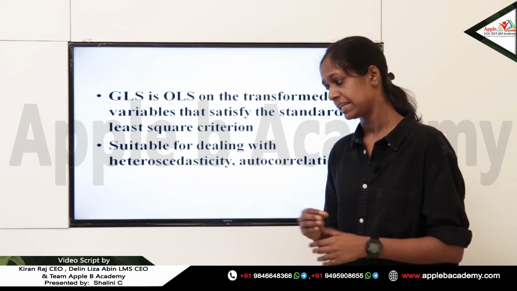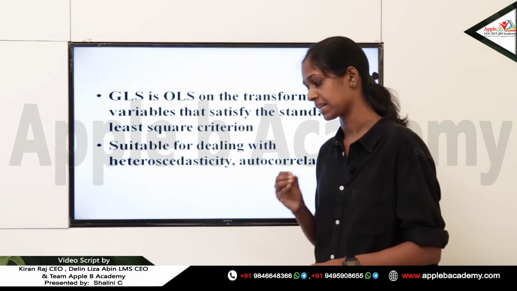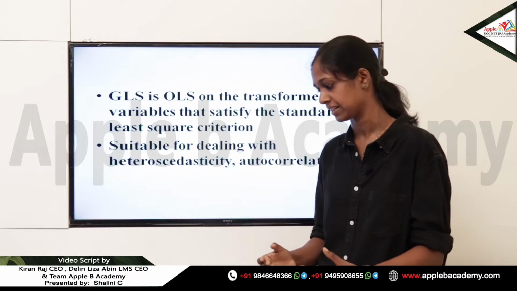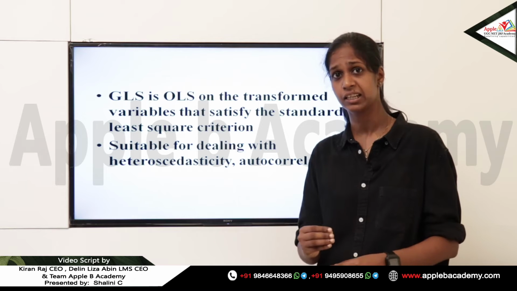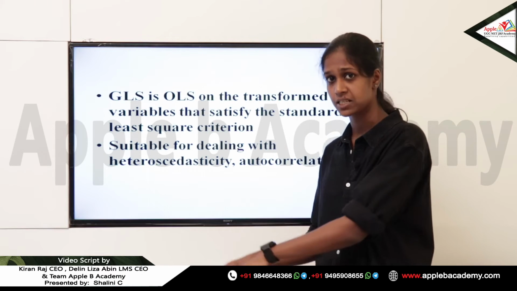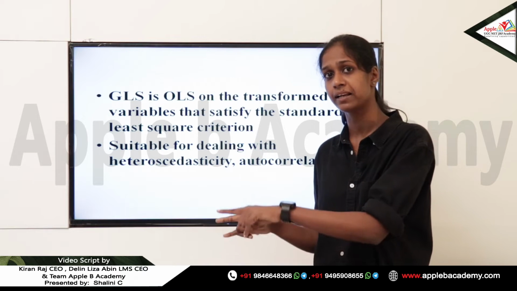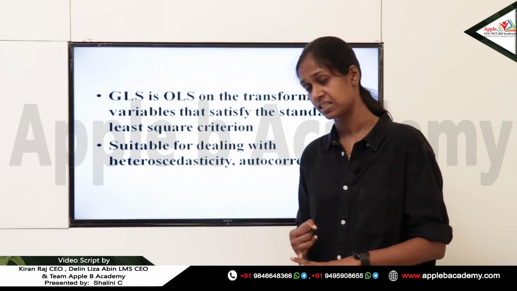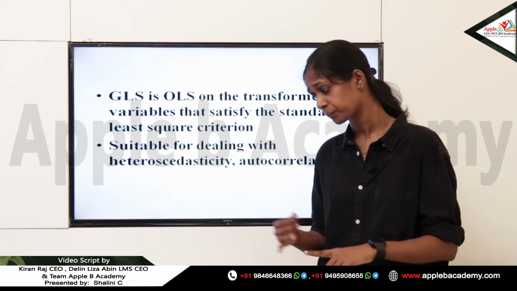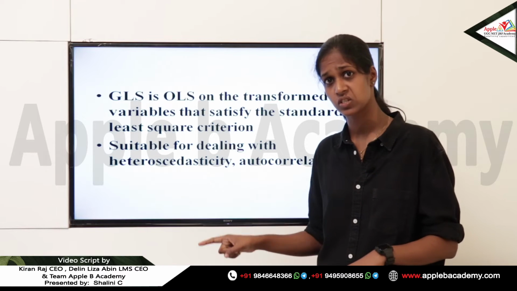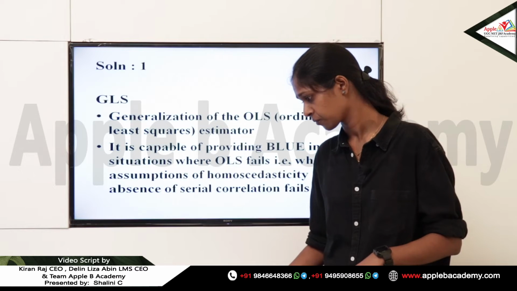And GLS is actually OLS on the transformed variables that satisfy the standard least square criterion, and it is suitable for dealing with heteroscedasticity and autocorrelation. So these are the limitations of classical linear regression model when you apply OLS. You cannot do it if there is no homoscedasticity, and you cannot do it if there is autocorrelation. So in all these situations GLS could be applied.